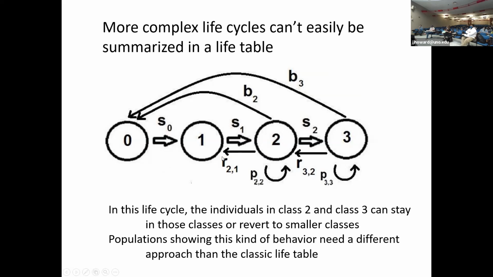In fact, there's no reason why you need to use different letters. You can just use probabilities and just pay attention to the subscript. There'll always be 2 numbers in the subscript. The first number is where you start. The second number is where you end up. So in this life cycle, you can see that stage 2 has a lot of complexity here. They can survive to be stage 3, they can stay in stage 2, they can die, or they can revert back to stage 1.